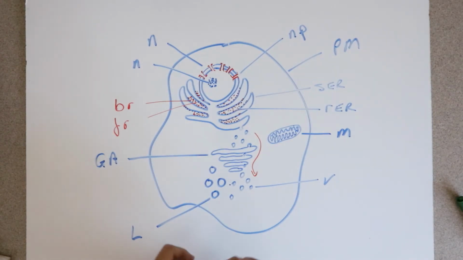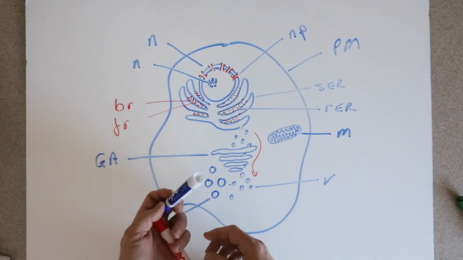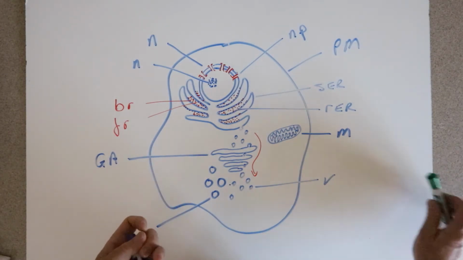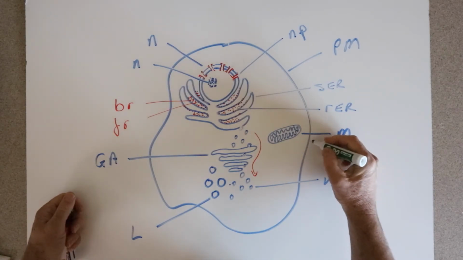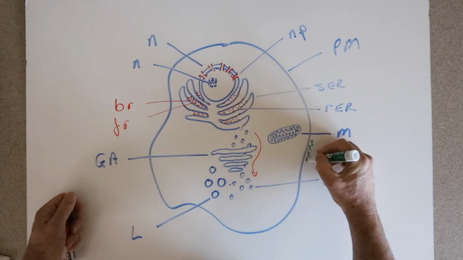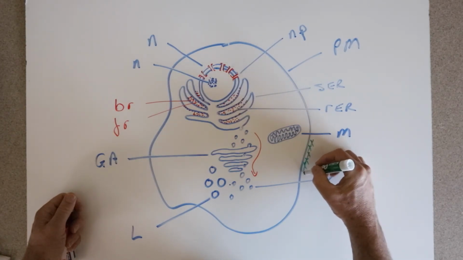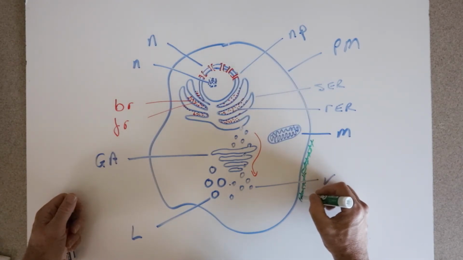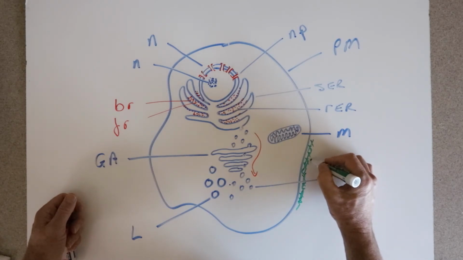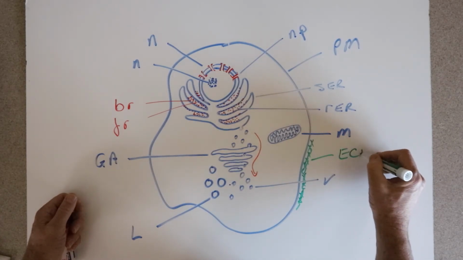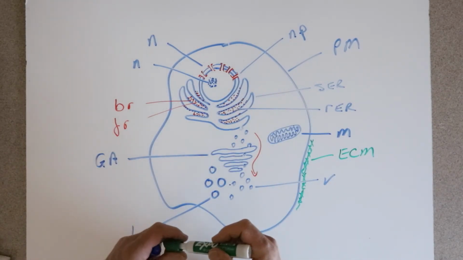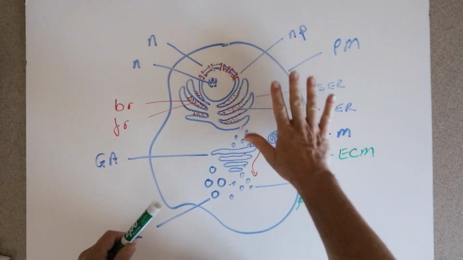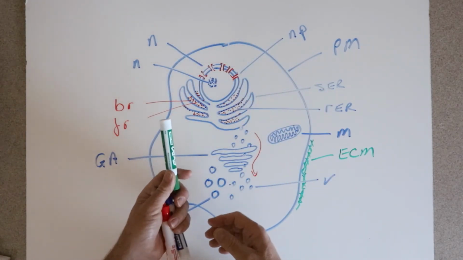All right, so that's most of the major components of a cell. I'm going to add a few more little details to it, and I'm going to add those in green. So on the outside of the plasma membrane, I'm going to do these X's and squiggles. What's outside the cell membrane? Extracellular matrix.